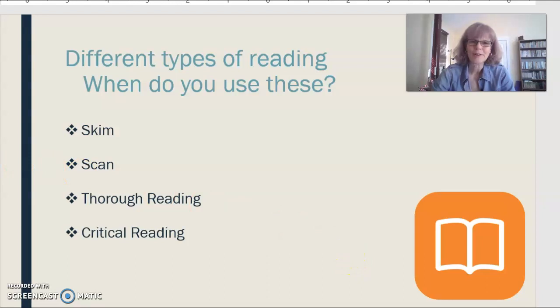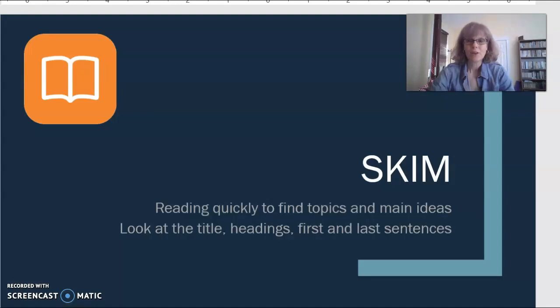So let's talk first about skimming. Skimming is something that you're going to do when you are reading quickly and just trying to find the main ideas. You just want to know what it's about. You want to know maybe the title, the heading, the first sentence, the last sentence. You're trying to gather information to see if this is an article you want to read.